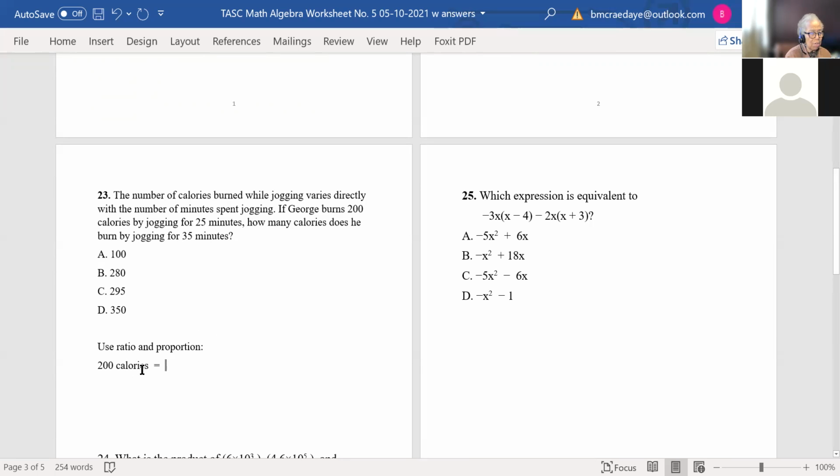So you could put 200 calories, and that's for how many minutes? 25 minutes. Yeah, 25 minutes. Okay. So this would be 200 over 25. And what did you put on the right side? I put X over 35. Okay, very good, because that's what you're looking for. You call your unknown X and you put that over 35 minutes.